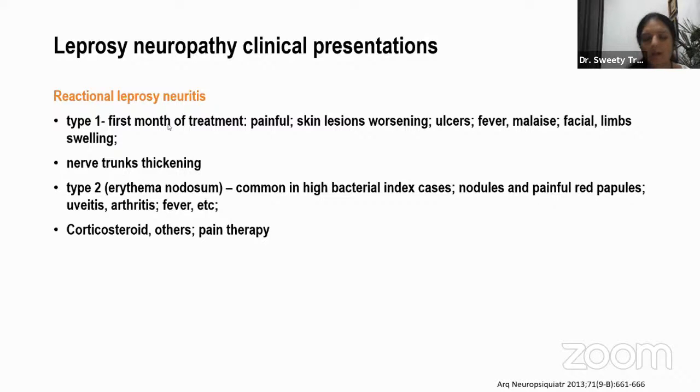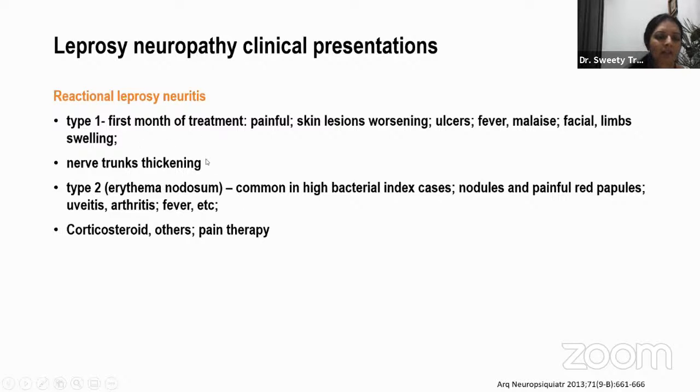Suppose someone has an ulnar nerve involvement, was on treatment and has started taking leprosy drugs. Usually within the first month of taking MDT, he can have a worsening of the lesions. We can have worsening of the nerve impairment. At that time, it is very important that you keep the patient indoors and give them steroids to prevent any permanent nerve damage.